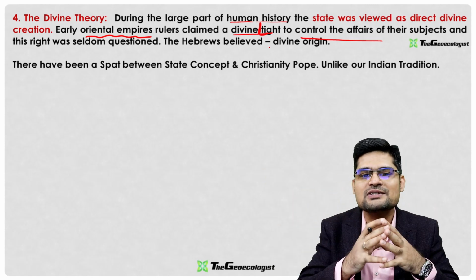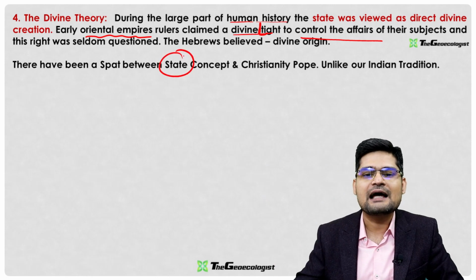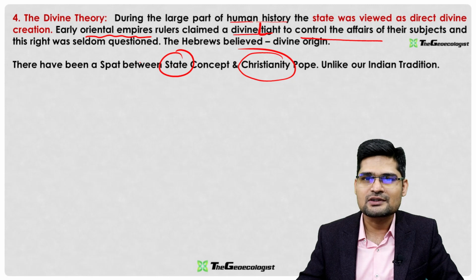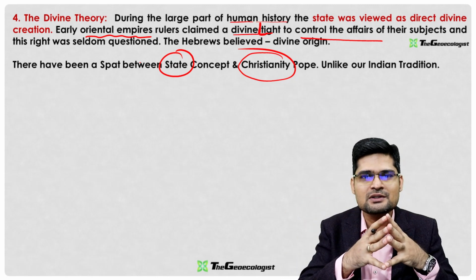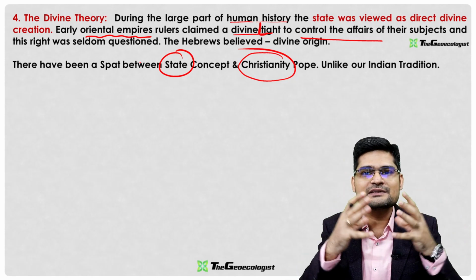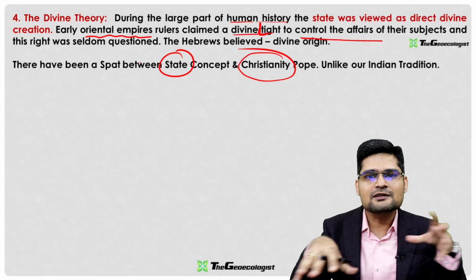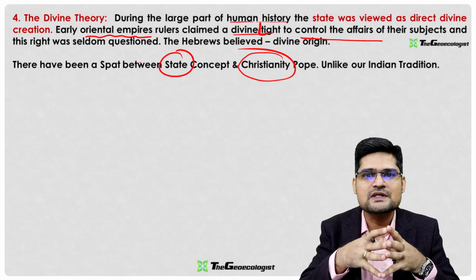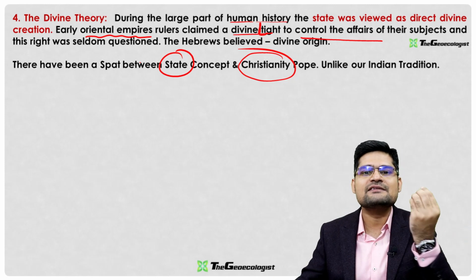In early Oriental empires, rulers claimed a divine right to control the affairs of their subjects, and that was their right. So the king was considered as the representation of a god, right? So divine origin. But remember, there was also this spat between the state and the people who believed in religion. So you observe that state and religion had conflicts in the European situation, but it was not like that in India. In India, the kings were the representatives of godliness. That is how we see it. So largely, in terms of viewpoints and approaches, in India we have a different situation in terms of understanding this divinity theory.